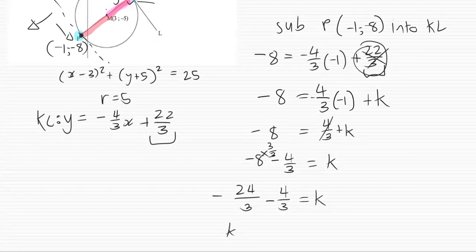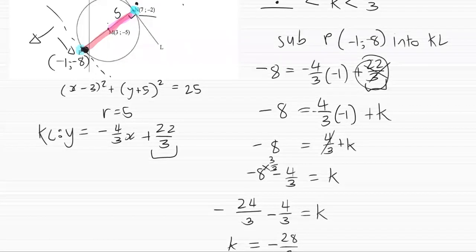K is -28/3. Right. So this is our lower boundary here at point P.